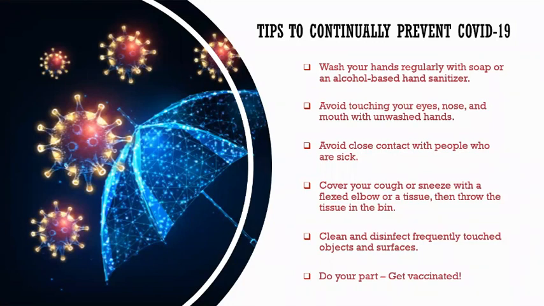To start off, obviously, we just want to remind everyone of the tips to continually prevent COVID-19. That would be washing your hands regularly with soap and water, or use an alcohol-based hand sanitizer. Avoid touching your eyes, nose, and mouth with unwashed hands. Avoid close contact with people who are sick. Cover your cough or sneeze with a flexed elbow or tissue and throw the tissue into the bin. Clean and disinfect frequently touched objects and surfaces. And if you can, do your part to get vaccinated.